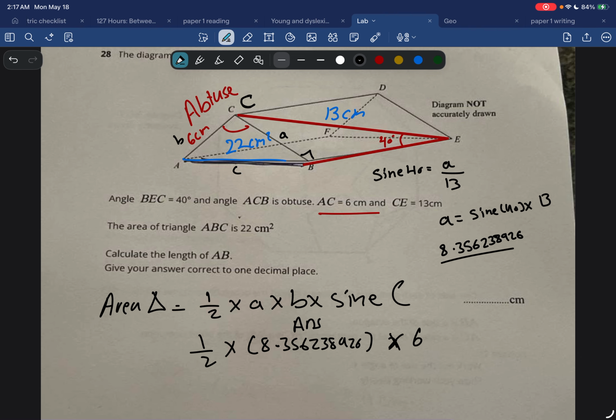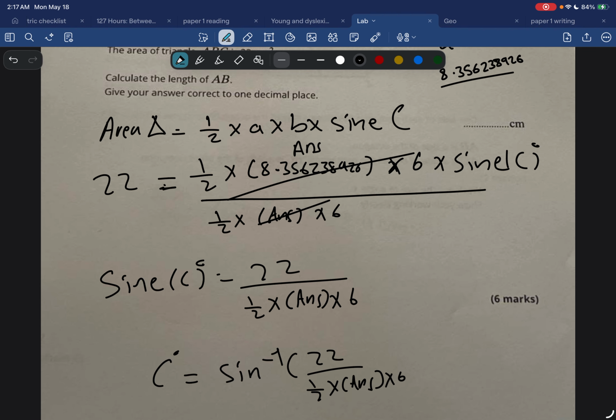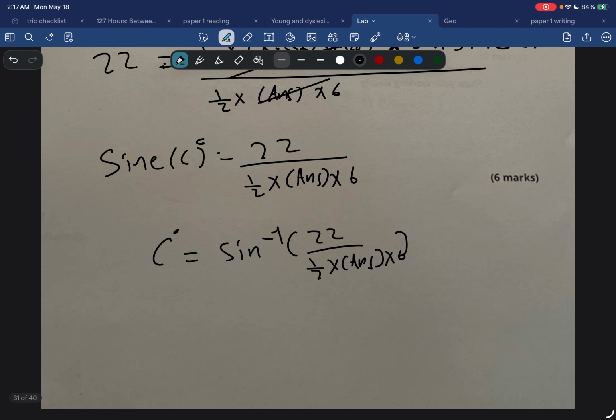So I'm going to divide this by this to cross it off. So sine C will equal 22 over half times the decimal number, which I'm going to write as a, times 6. I'm not quite done with the value of C only. So it's going to be shift sine of 22 over half times ANS times 6. Let's see what this gives us.